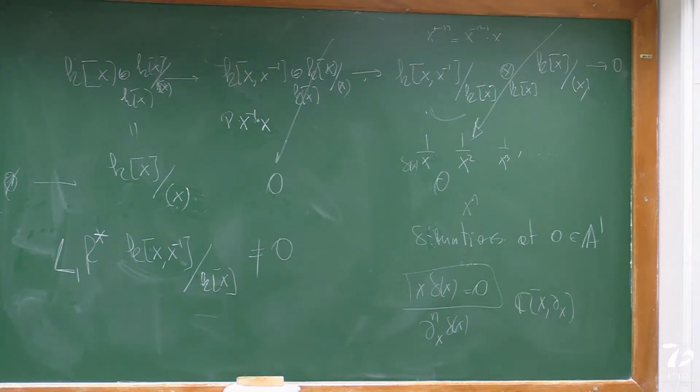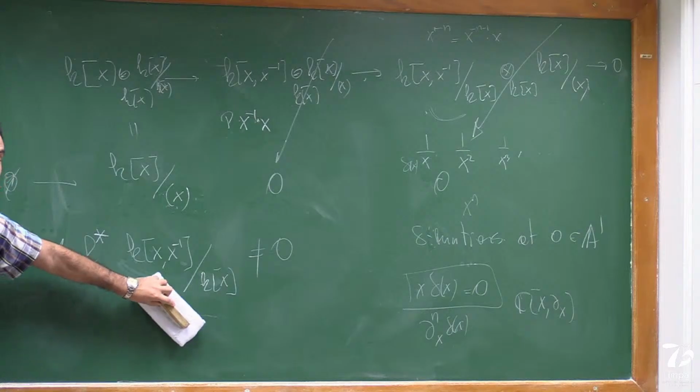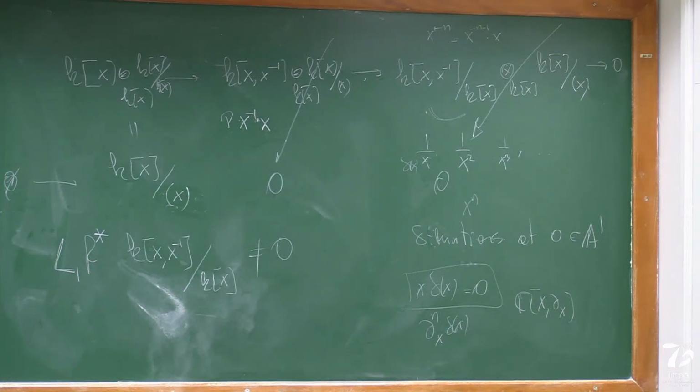Actually, let's use this. Okay, so this is what I want to compute. I want to compute the derived pushforward pullbacks of this guy. And for that, I'm going to use the resolution that I already have for S.